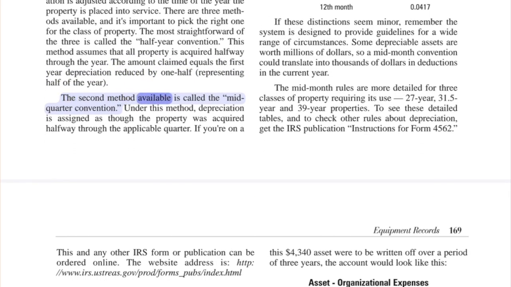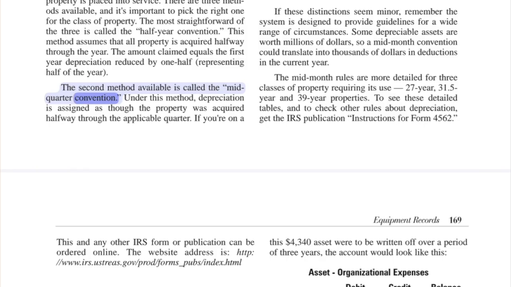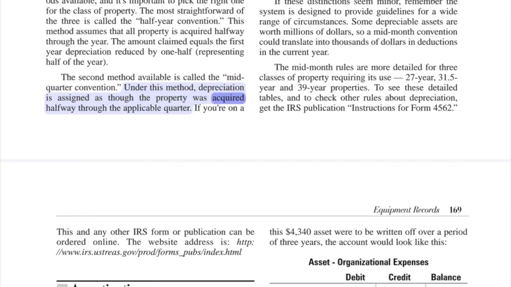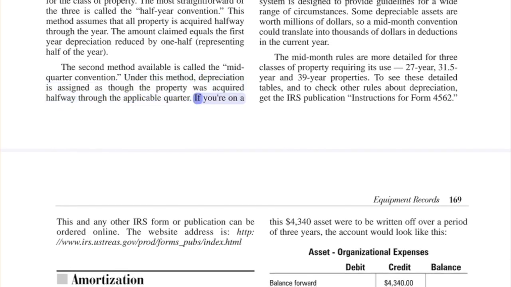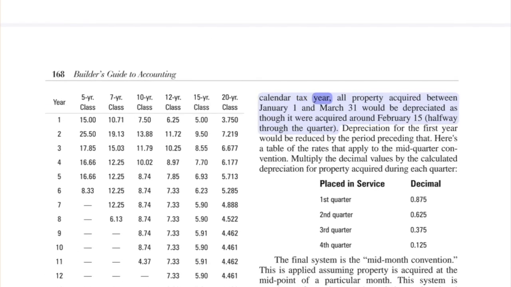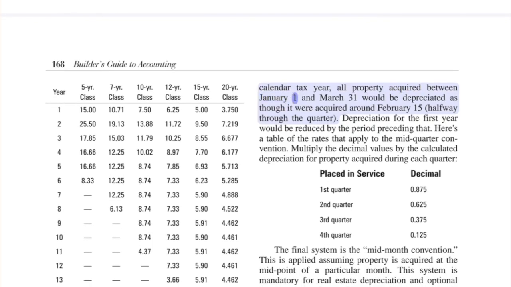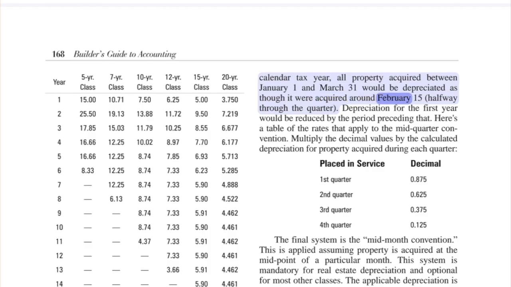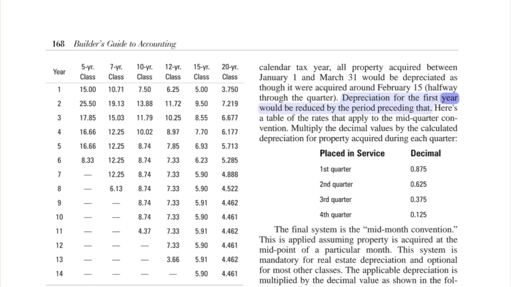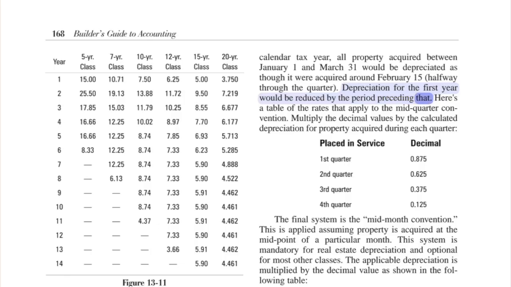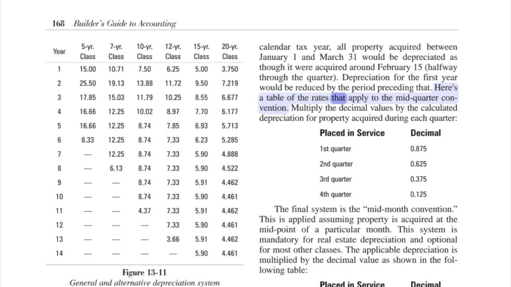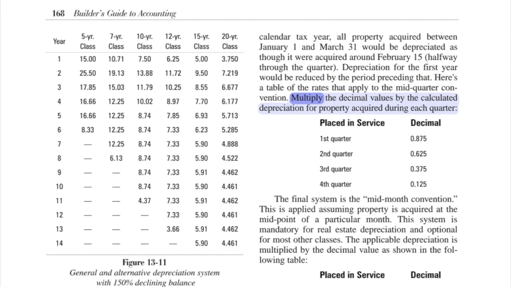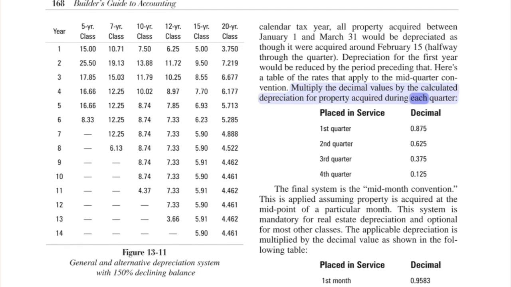The second method available is called the mid-quarter convention. Under this method, depreciation is assigned as though the property was acquired halfway through the applicable quarter. If you're on a calendar tax year, all property acquired between January 1 and March 31 would be depreciated as though it were acquired around February 15. Depreciation for the first year would be reduced by the period preceding that. Here's a table of the rates that apply to the mid-quarter convention. Multiply the decimal values by the calculated depreciation for property acquired during each quarter.